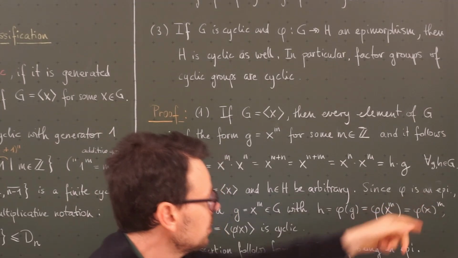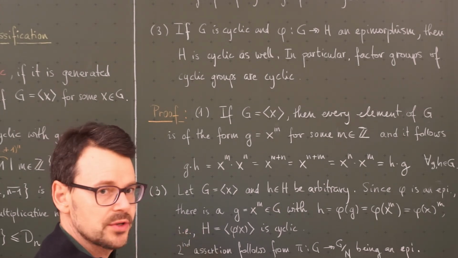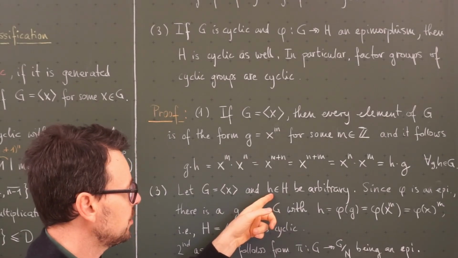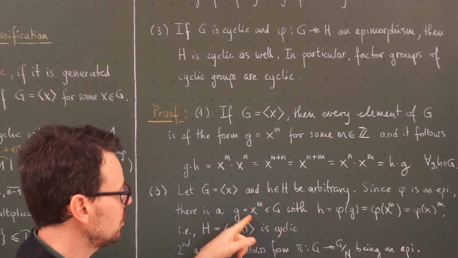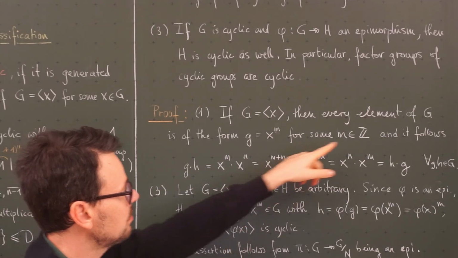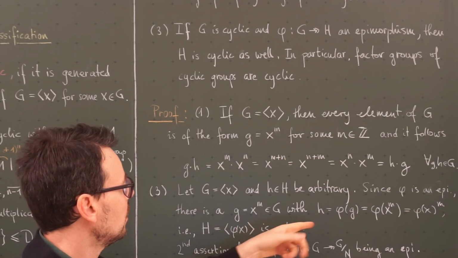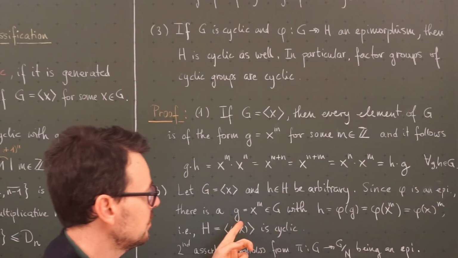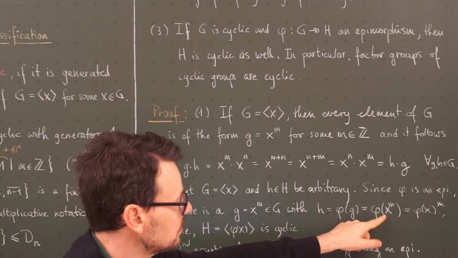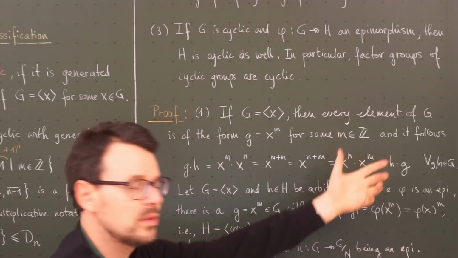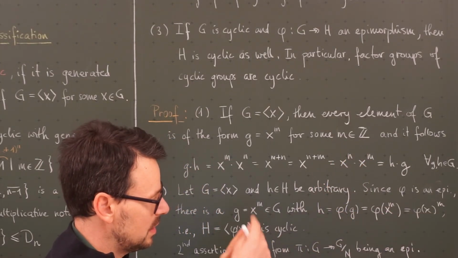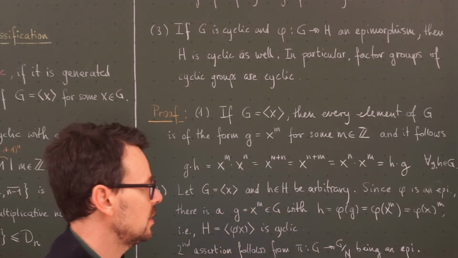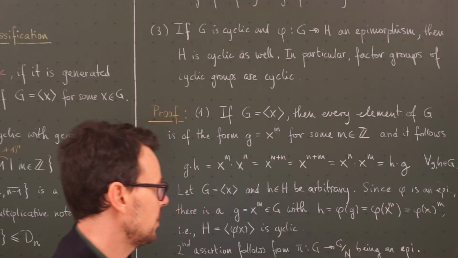Now, phi by assumption is an epimorphism. That means it is surjective. So this here has a preimage under phi. And the preimage must look like that, x to the m for some integer m. So h can be written as phi of g, but phi of g is phi of x to the m. Now phi is a homomorphism, so this can be written as phi of x to the power of m. Here you can write this as x times x times x and so on, and apply the homomorphism property several times to end up with this here.